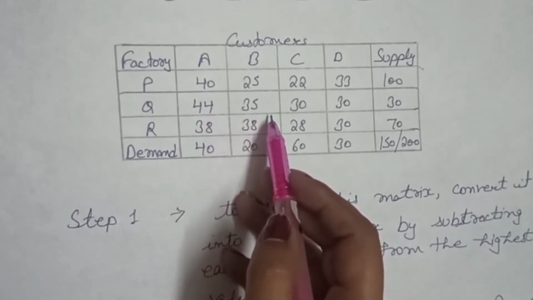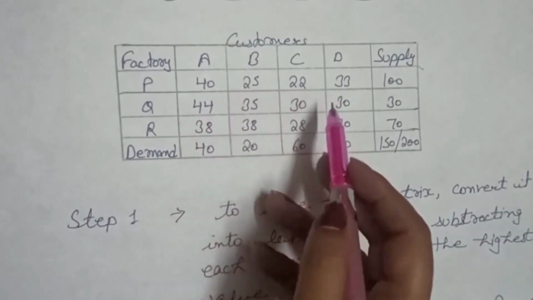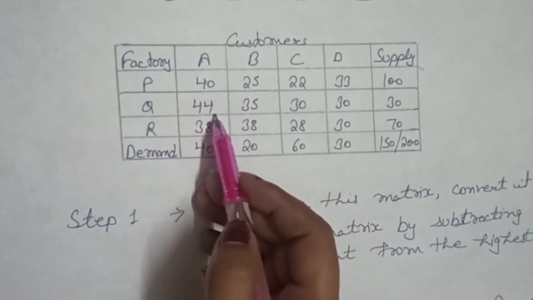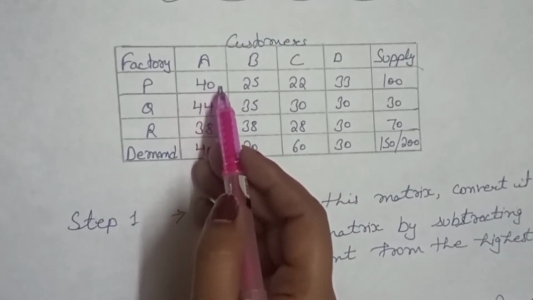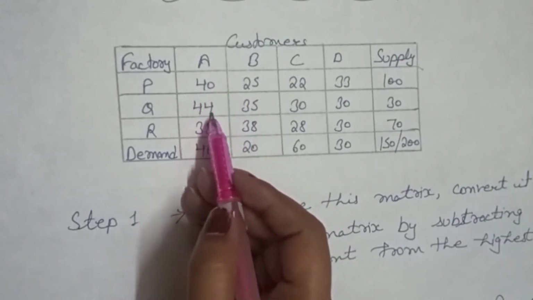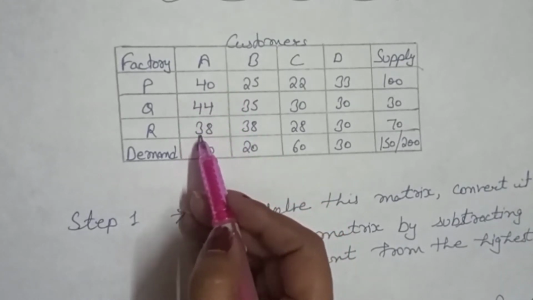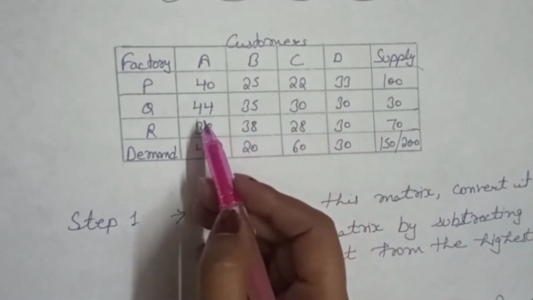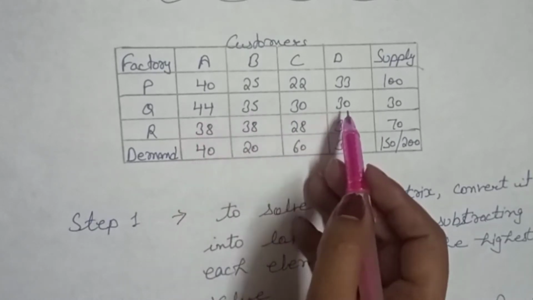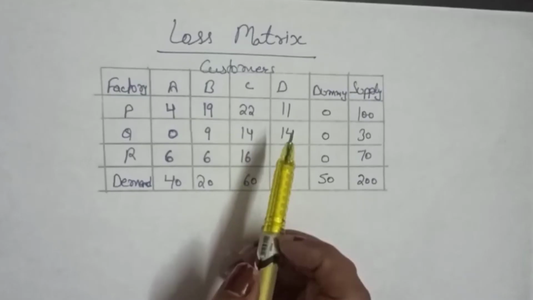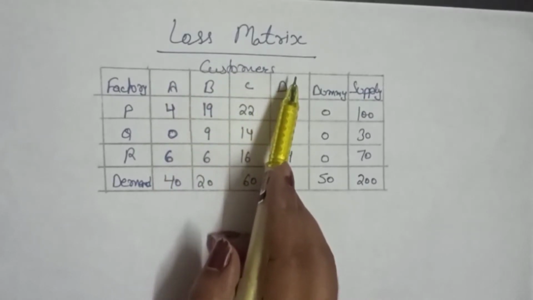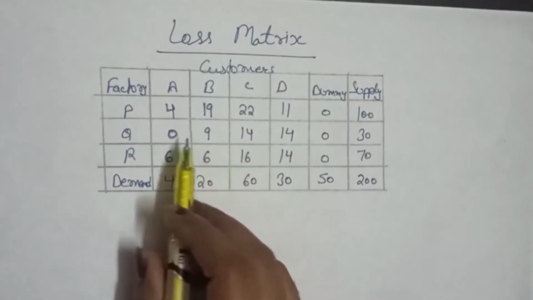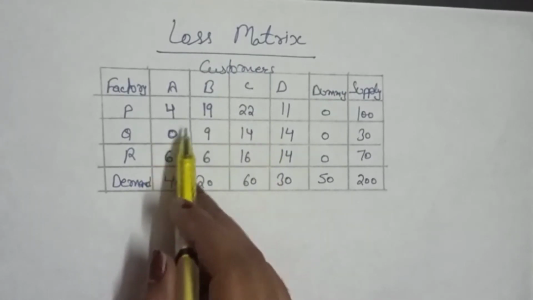Now what will we do? We will subtract all these values from 44. Like we will subtract 40 from 44. 44 minus 40 is equal to 4. 44 minus 44 is equal to 0. 44 minus 38 is equal to 6. So all values will be subtracted from this 44, and now we will get the minimization matrix. So students, this is our loss matrix, meaning the minimization matrix. You can see we have subtracted all the values from 44 and now we have these values.